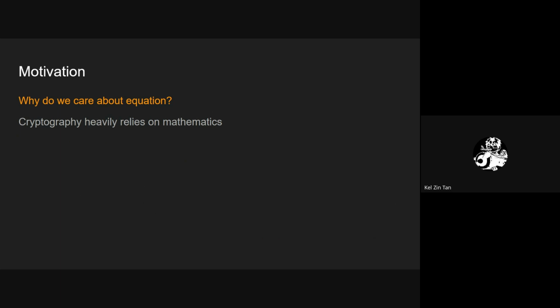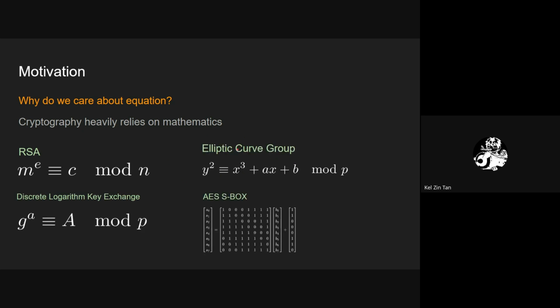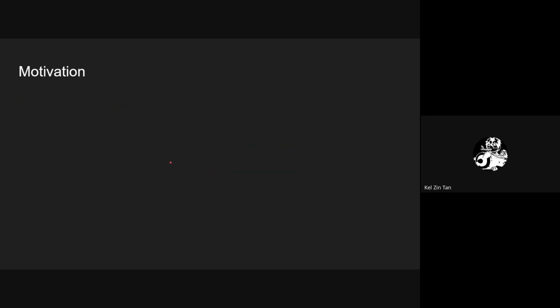Apart from the CTF motivation, another reason that we care so much about equations is that cryptography heavily relies on mathematics. We have different primitives out there. We have RSA, we have elliptic curve, we have discrete logarithm, we have AES, S-box. All of these have some sort of equations inside. So to understand the equations is necessary for you to know how the crypto works.